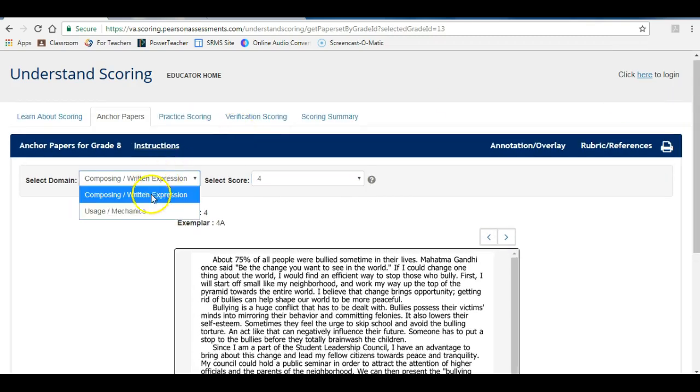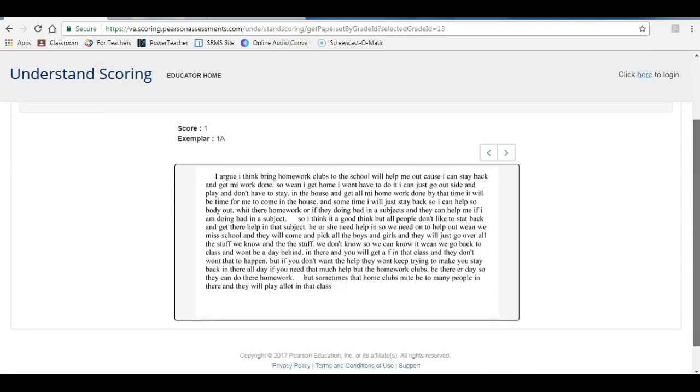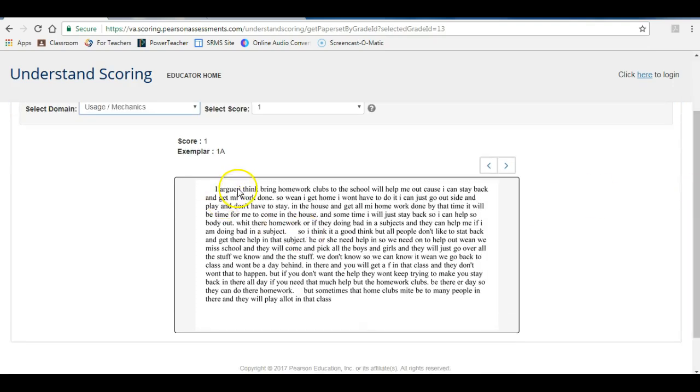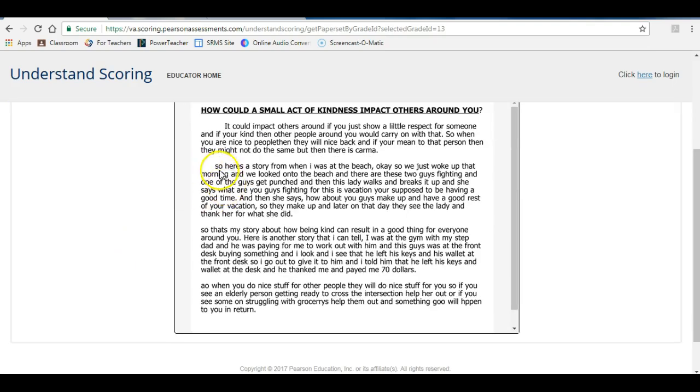I want you to drop this down next and look where it says usage mechanics. So you're not looking at how long it is, you're looking at all the little mistakes. Capital letters, punctuation, spelling, all that. That's a 1 for mechanics. A 2 for mechanics would still have several mistakes that are not acceptable.